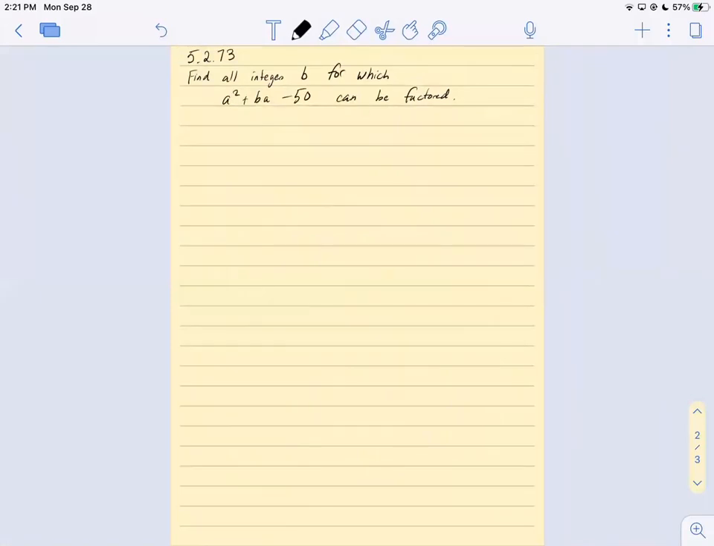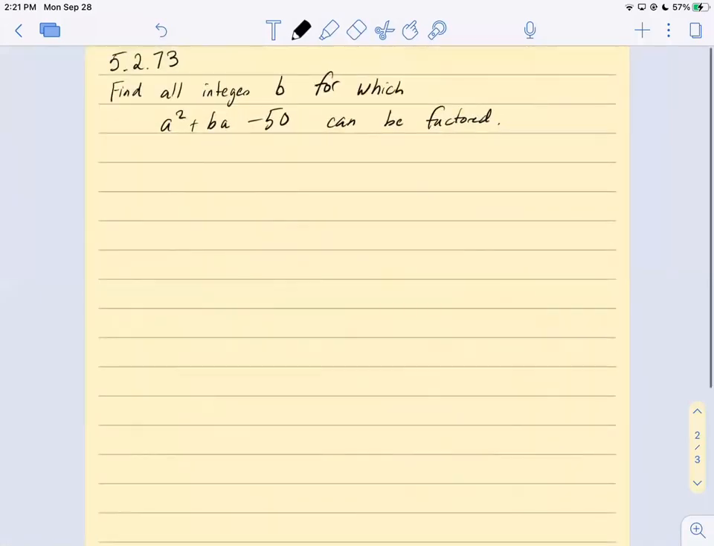Okay, so let's apply some of that thinking to this one. Find all integers b for which a squared plus ba minus 50 can be factored. What do you guys think are some possibilities, and how do we approach it? Any volunteers? I did the X method a few times, so I just put negative 50 at the top and tried a few different numbers. Nice, perfect. What's one example? 50 and 1. So I like that. Negative 1 and 50. Nice.